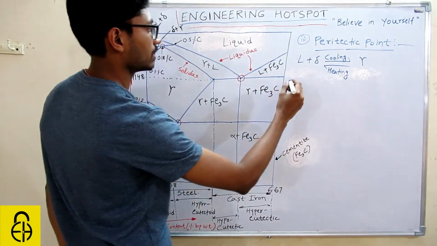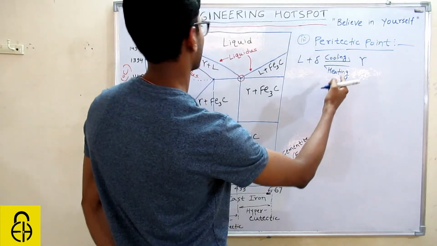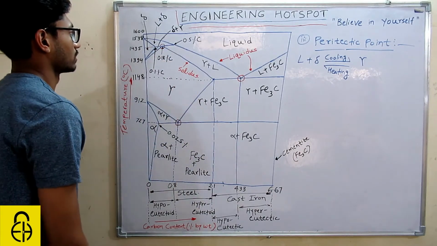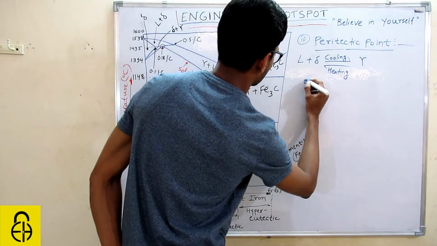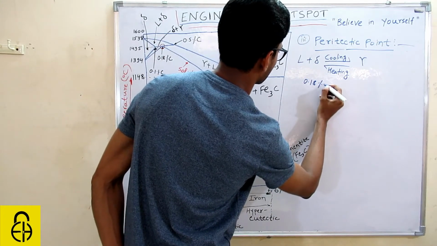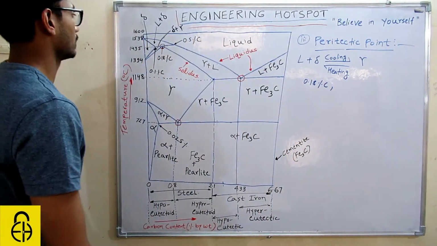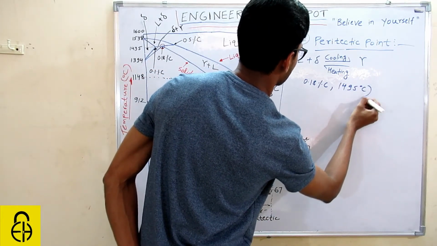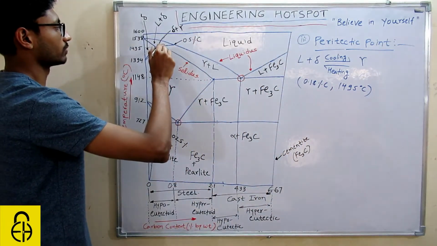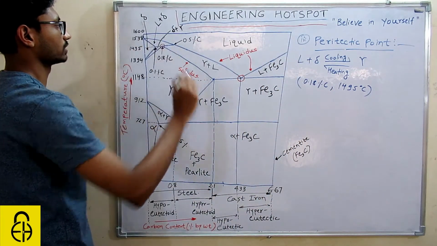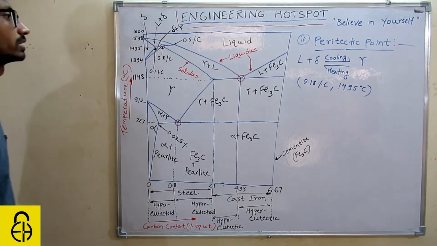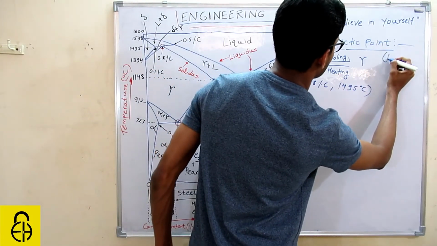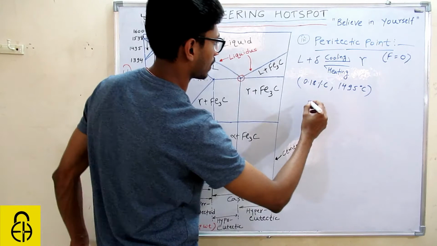But we will again get this peritectic point at a certain condition. What is that condition? If we have 0.18% carbon, and if we attain a temperature of 1495 degrees Celsius, this point, 0.18% carbon and 1495 degrees Celsius, if we are able to attain this condition, then we will get peritectic point. Again, the degree of freedom is 0. How? Let's see.